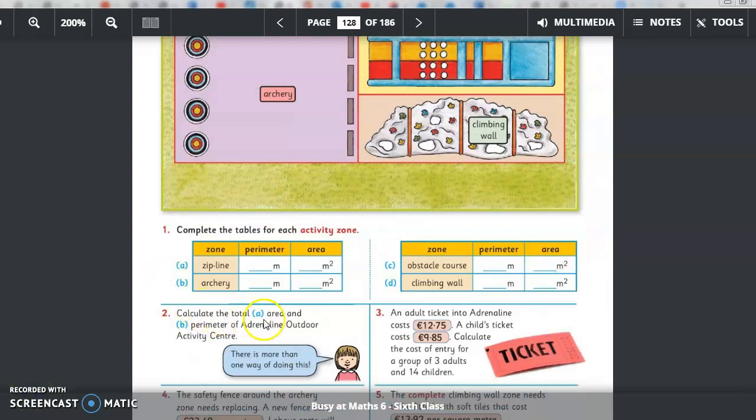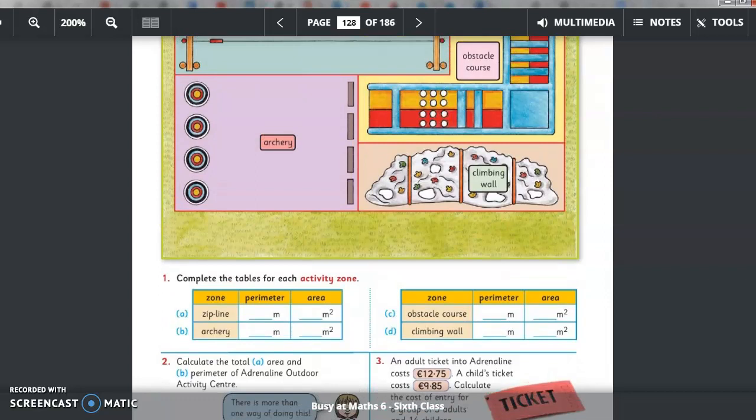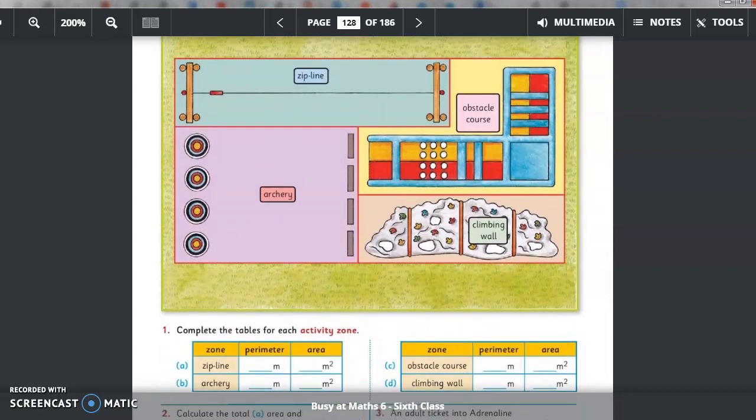Question 2. To calculate the area and the perimeter of Adrenaline Outdoor Activity. So to find the area, it's the length, so from here to here, multiplied by the width, and then the perimeter, you would just start here and go all the way around the outside.